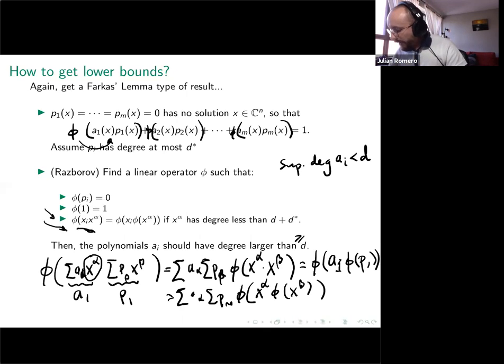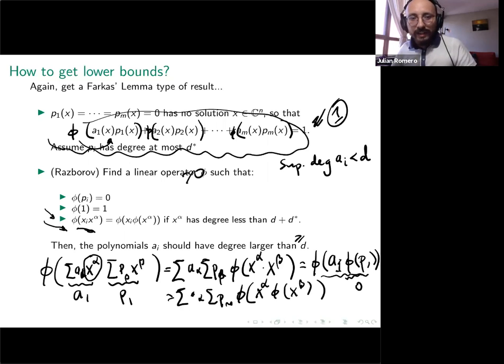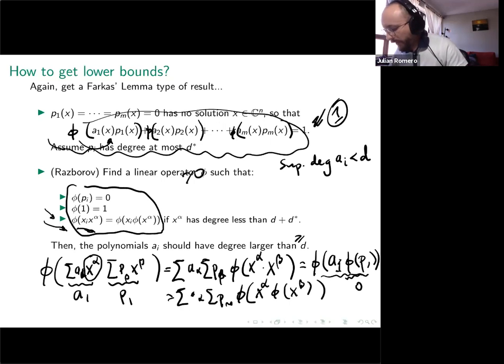And then since this guy over here is equal to 0, everything is going to vanish, and all of this is going to be equal to 0, but the right hand side is going to be equal to 1. So it's a rough explanation, but just believe me that this is going to happen if I can find this operator phi that satisfies these conditions over here. Wow, this is really ugly.